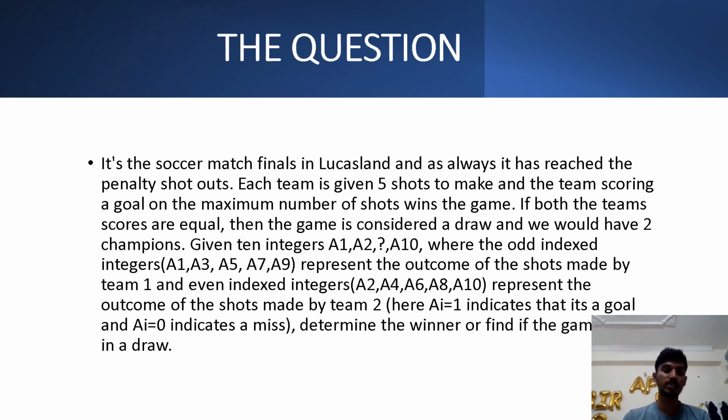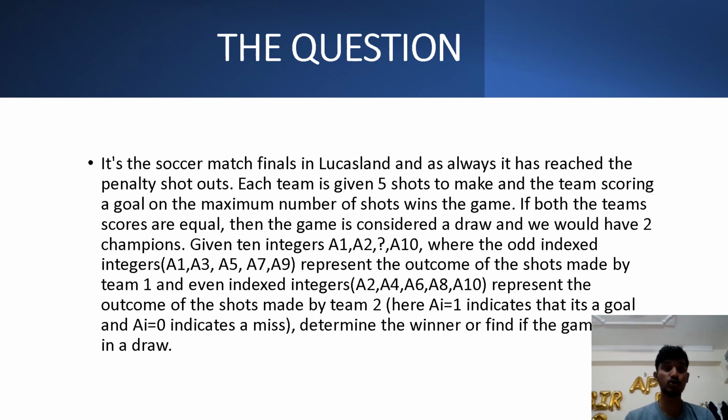So the question goes, it's the soccer match finals in Lucasland, and as always, it has reached the penalty shootouts. Each team is given 5 shots to make, and the team scoring a goal on the maximum number of shots wins the game. So here we can understand that there is team 1 and team 2. It is also given that each team only has 5 shots to make.